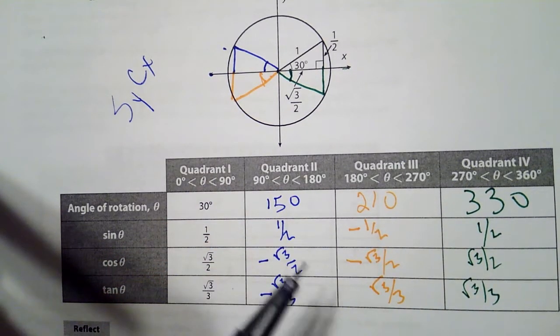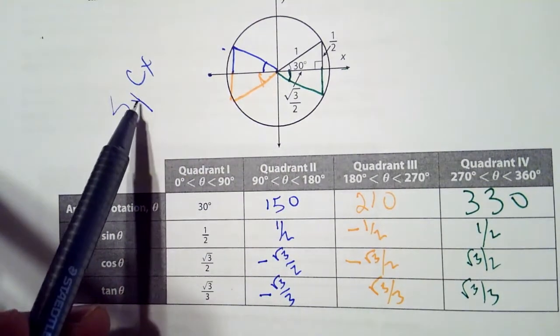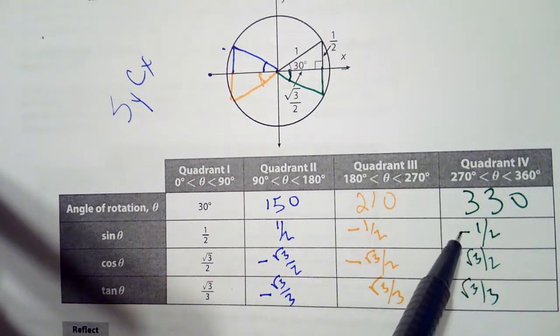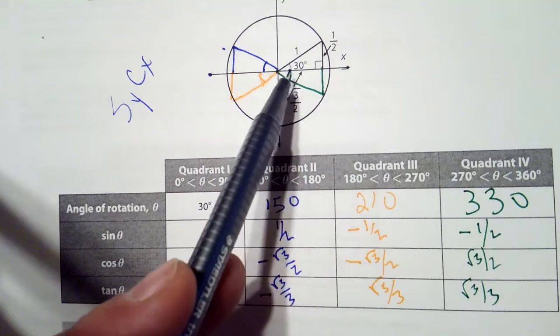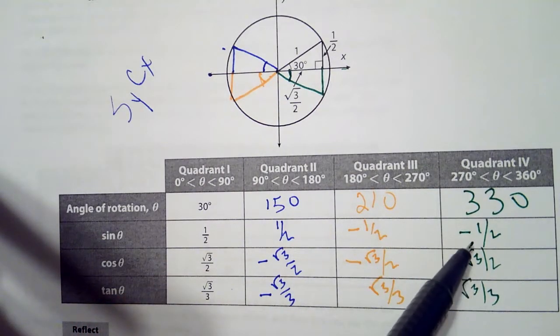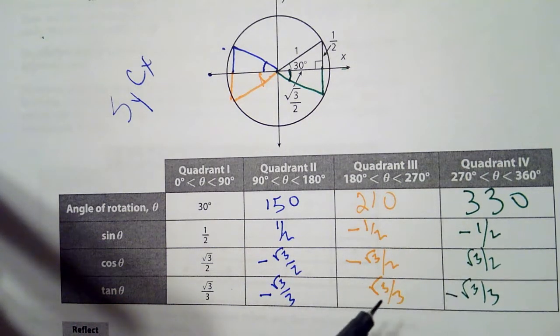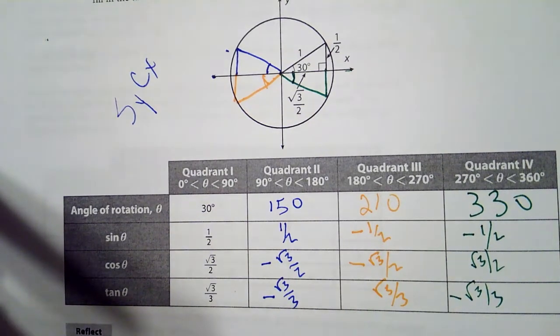Okay, now we just got to deal with the signs. So sine is our y value, negative. Cosine is our x value, positive. Negative divided by positive, negative. Okay, we now have filled out all of the numbers to make your unit circle.